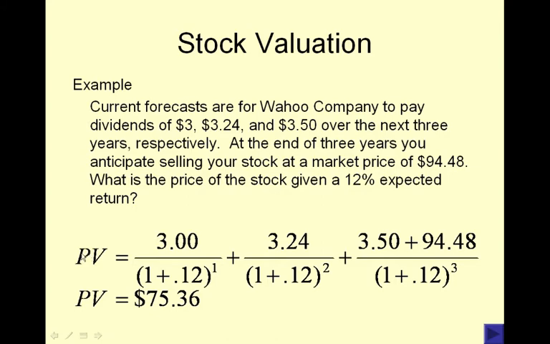The present value, using the expression from the previous page, or stock price, is equal to the $3 dividend in year 1 divided by 1.12 to the 1 power, plus $3.24 in year 2, again appropriately discounted, plus $3.50, plus the expected stock price in year 3 divided by 1.12 cubed. And that comes to $75.36.